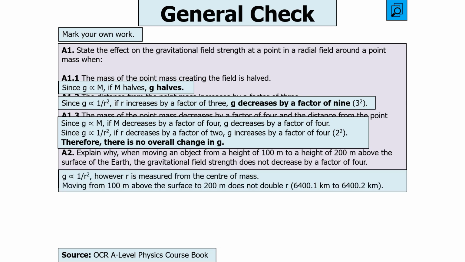Now we do know that g is directly proportional to 1 over r squared, but it's a very important idea to remember that r is measured from the center of mass of the object, not the surface of the object. So in fact moving from 100 meters above the surface to 200 meters above the surface does not double r because it's not being taken from the center, so that's why it doesn't decrease by a factor of 4.